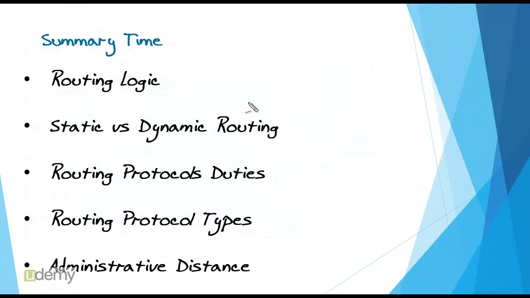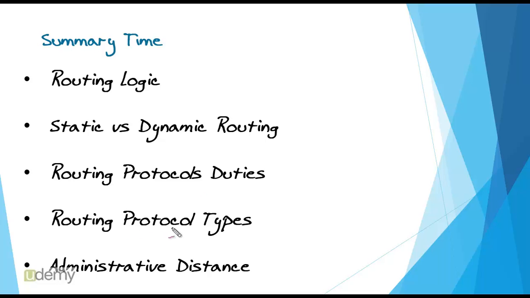Now it's summary time. In this lecture, first we learned something about routing logics, and we saw that historically there are 3 different methods for routing: process switching, fast switching, and CEF, and we saw the differences between these 3 methods. Then we saw that there are 2 different routing methods: static routing and dynamic routing. In static routing, the network administrator is responsible for filling the routing table, but in dynamic routing, routing protocols have this responsibility. After that, we saw the different duties of a routing protocol regardless of its type.